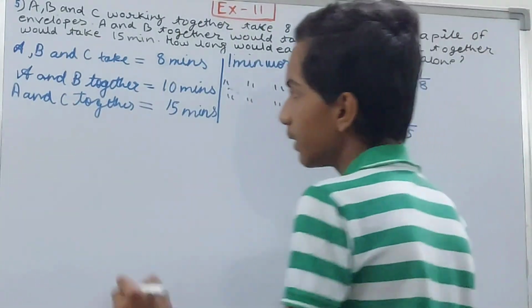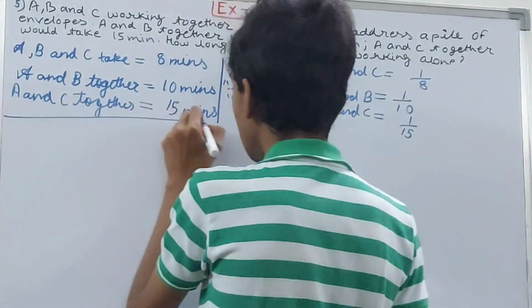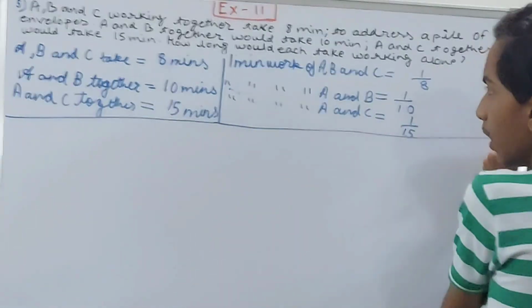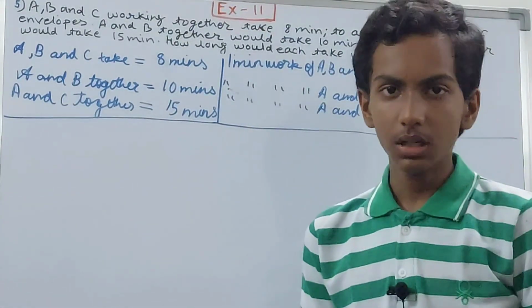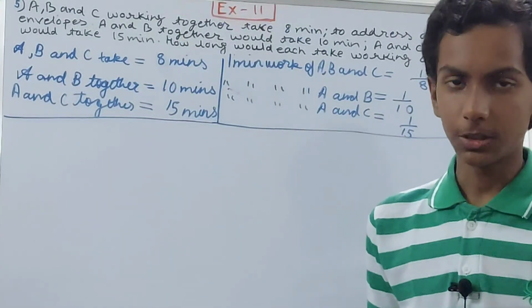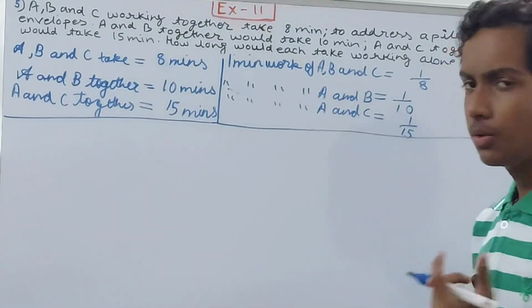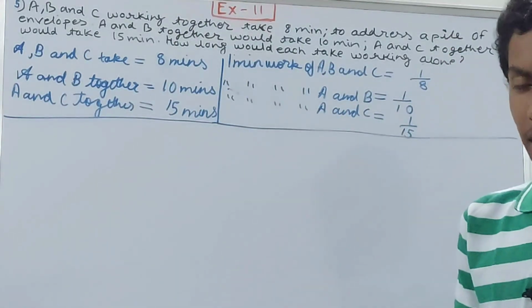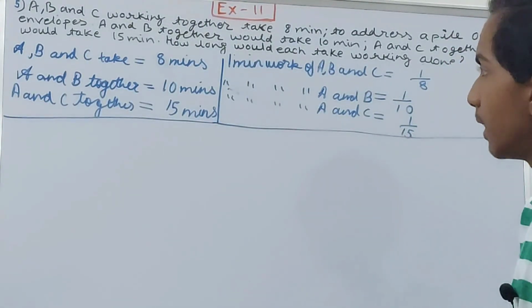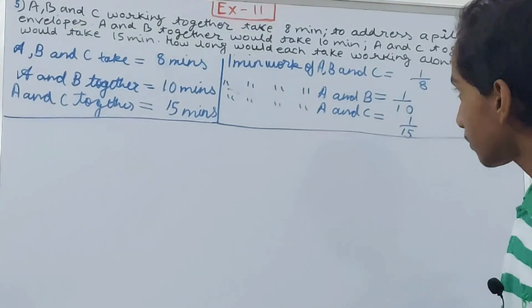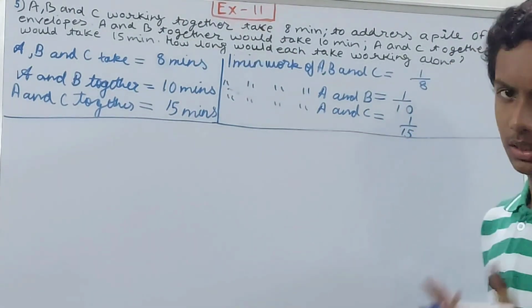Now I will calculate the next thing, which is the time taken to do the work by every single person, A, B and C. First I will begin with A. You can begin with anyone you like, you can begin with B also, it's totally up to you. But I'll begin with A.